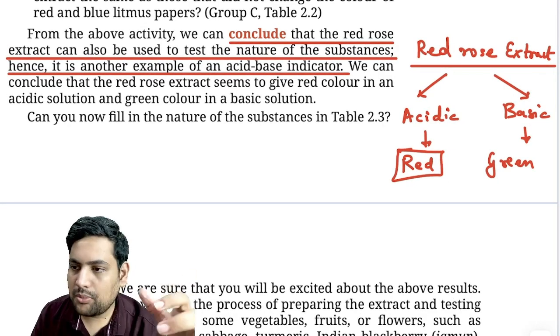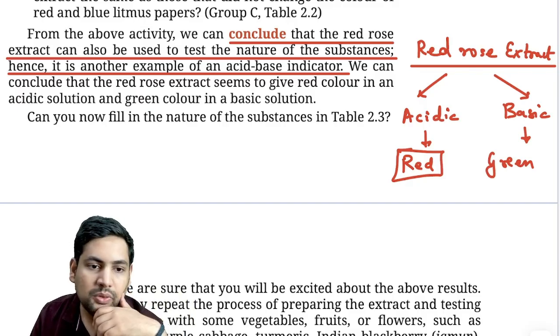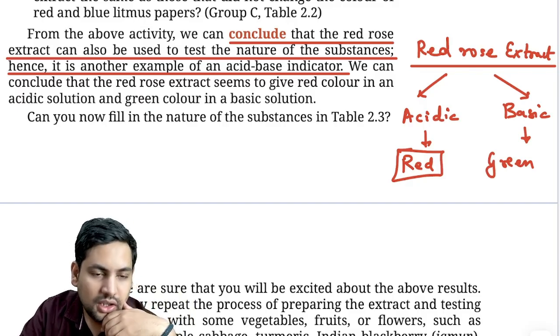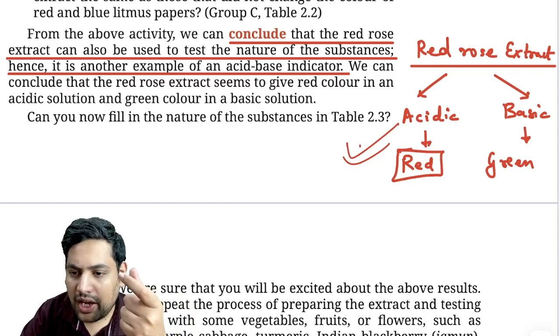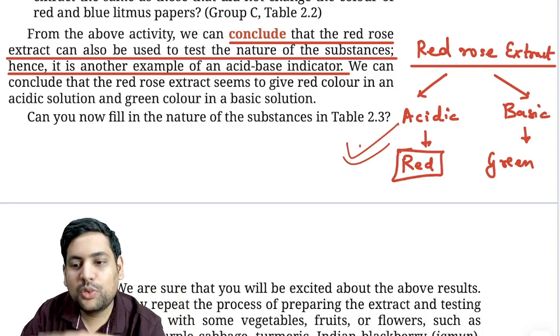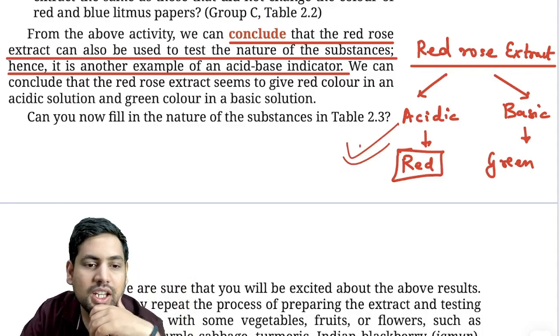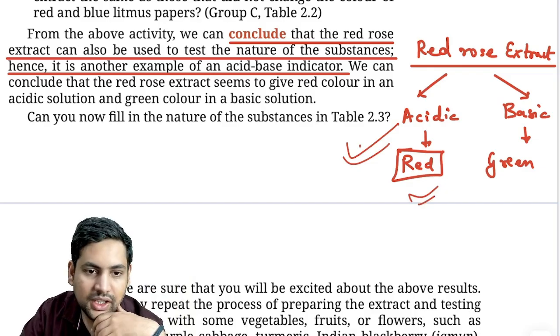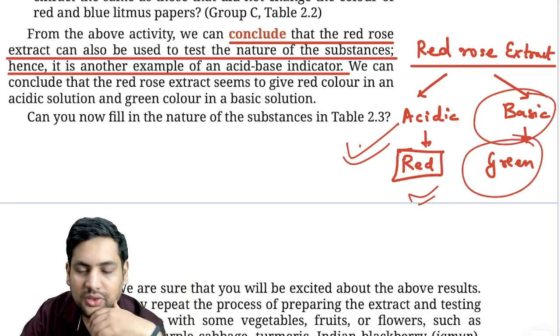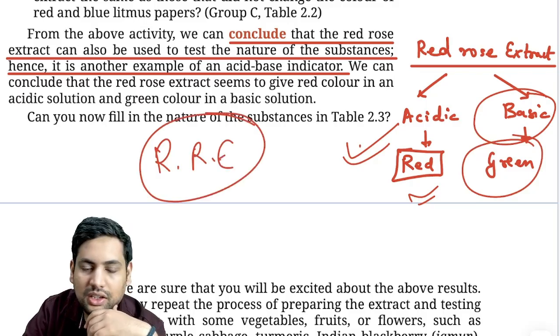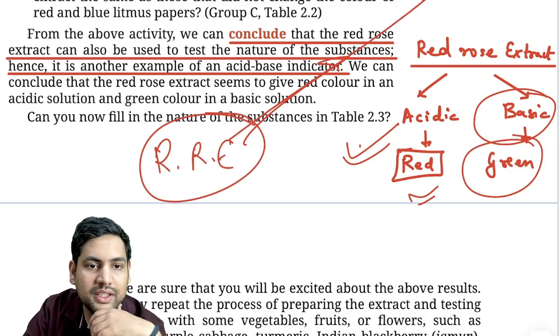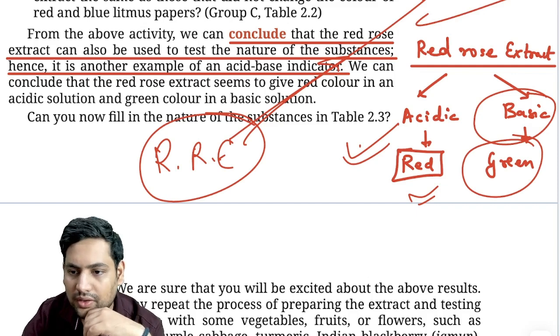Okay, so this is about red rose. So red rose will do what? If you take red rose extract and you put some acid on it, or you put it in some acidic solution, it will turn red, while it will turn a basic solution green. So that means red rose extract can also be used to identify both acid as well as base. Fine.